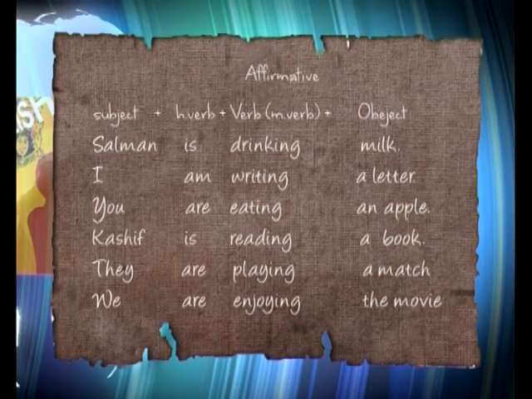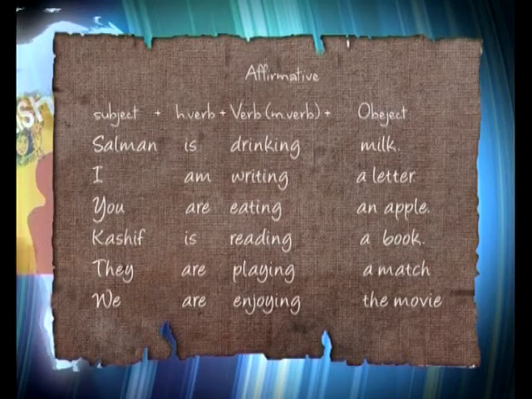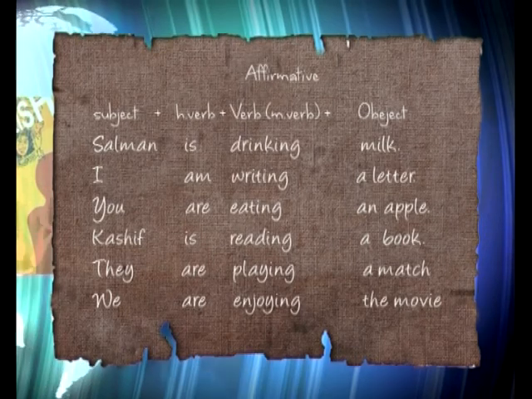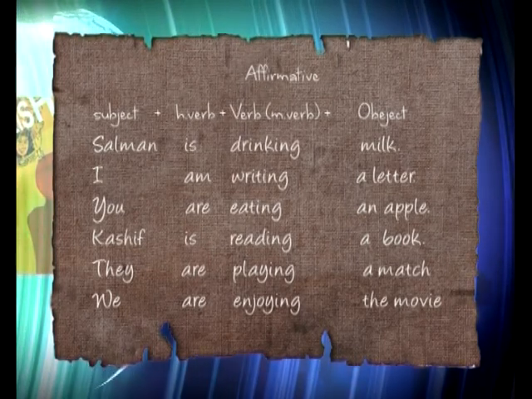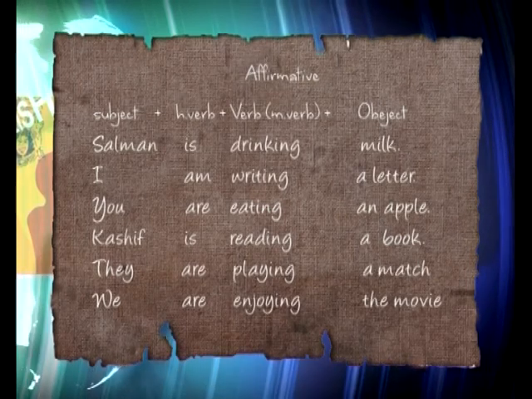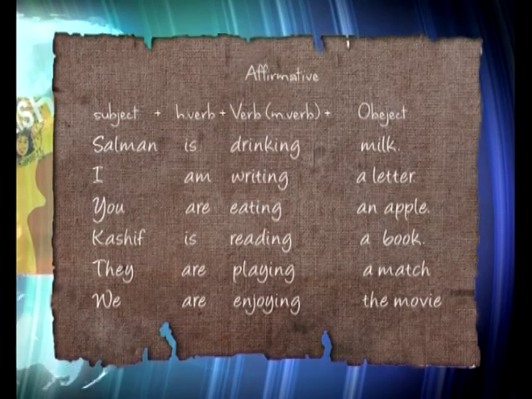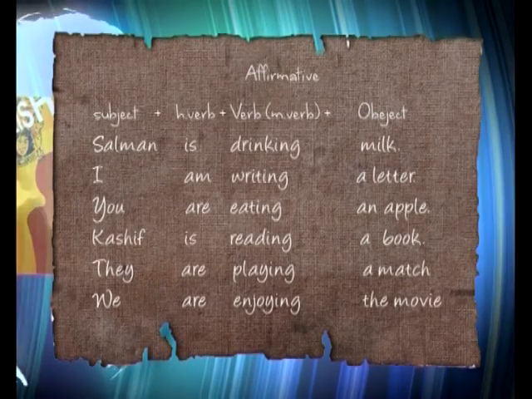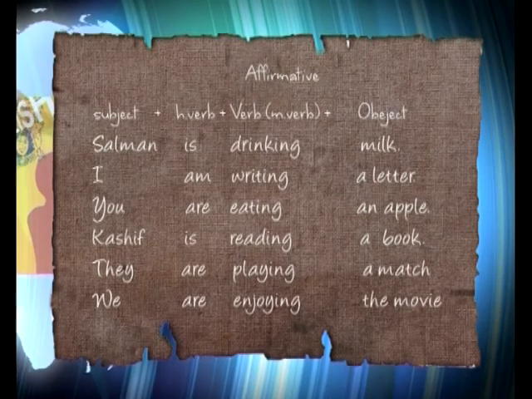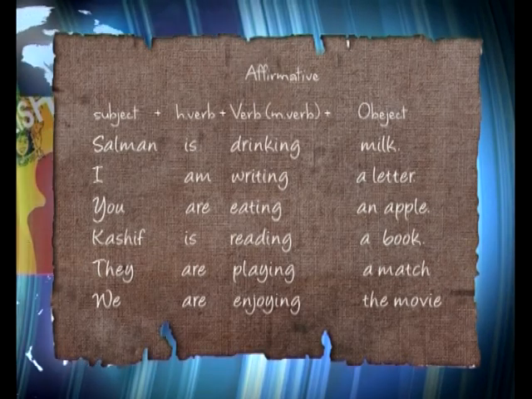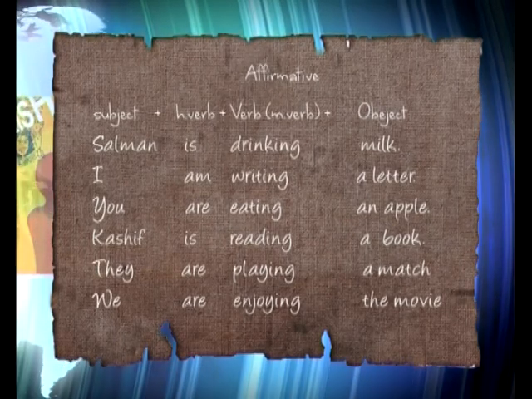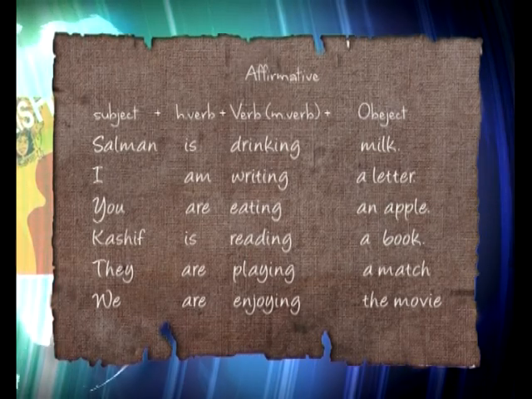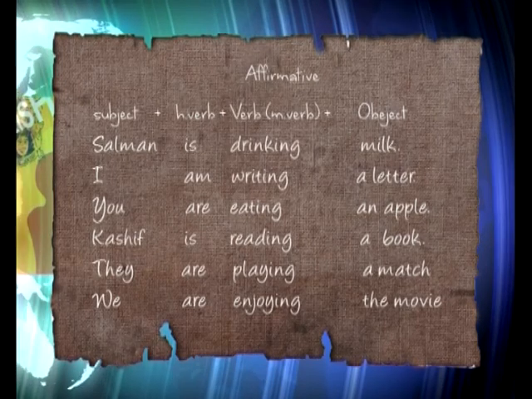Milk. Then you've got "I am writing a letter." So it means "am" goes with "I", as "is" goes with Salman. So the sentence is "I am writing a letter." "You are eating an apple." Here it reminds me of something important. You can see in Urdu we can say "I am eating apple." But in English, if you don't add "an" or "a", that is called indefinite article, it will be wrong. So we must add "a" or "an" before the countable things. Next sentence is "Kashif is reading a book." Again, Kashif is just like Salman because it is third person. "They are playing a match." And with "they", we use "are" and again the "ing" form. They're playing what?